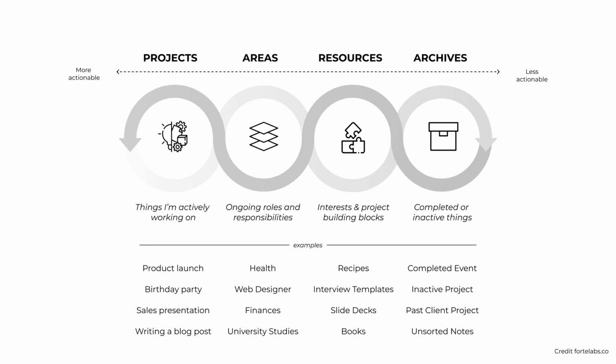The resources table is for things that you're interested in, which can be recycled and used in projects or shared easily with colleagues or friends. This includes things like recipes, interviews, and user research templates, PDFs, diagrams, slide decks, and books. And the final thing, archive, contains completed projects or inactive things such as completed events, inactive side projects, past client projects, and stuff that doesn't have a home yet.